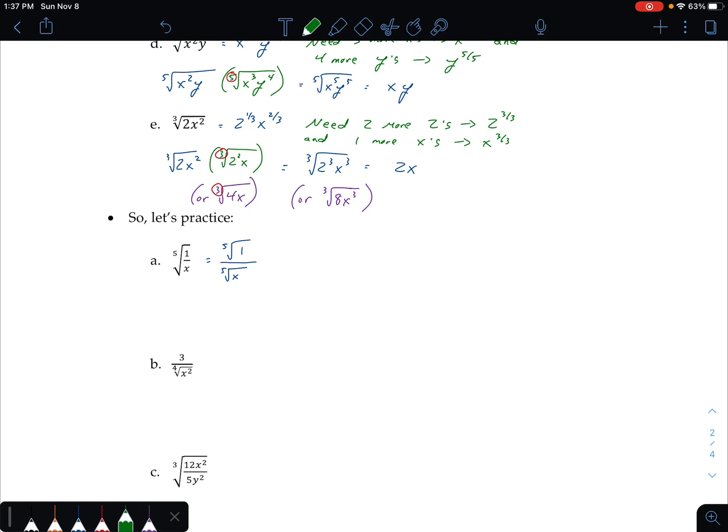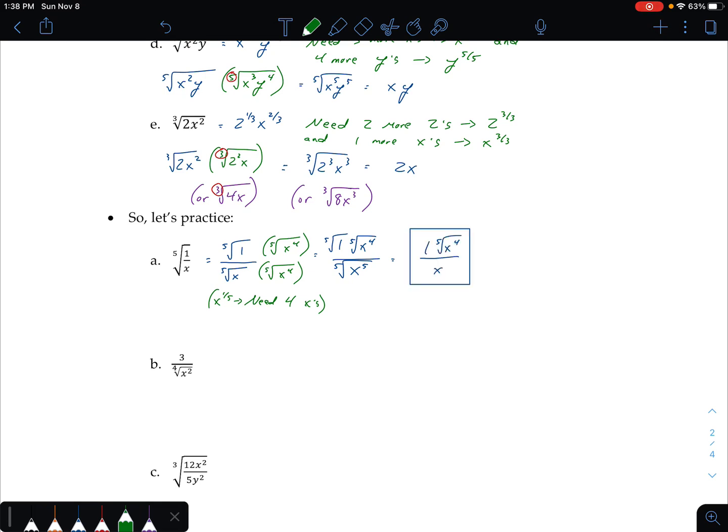But for the bottom, that's an x to the power of 1 in a fifth root, so I need 4 more x's, as we saw up above. So I multiply the top and bottom by the fifth root, indexes must match, of x to the fourth. I need 4 more x's in order to get me an x to the 5 over 5. Here's my fifth root of 1 and my fifth root of x to the fourth. I didn't put the 1 in because I know it's going to come out. And there's my bottom, fifth root of x to the fifth.